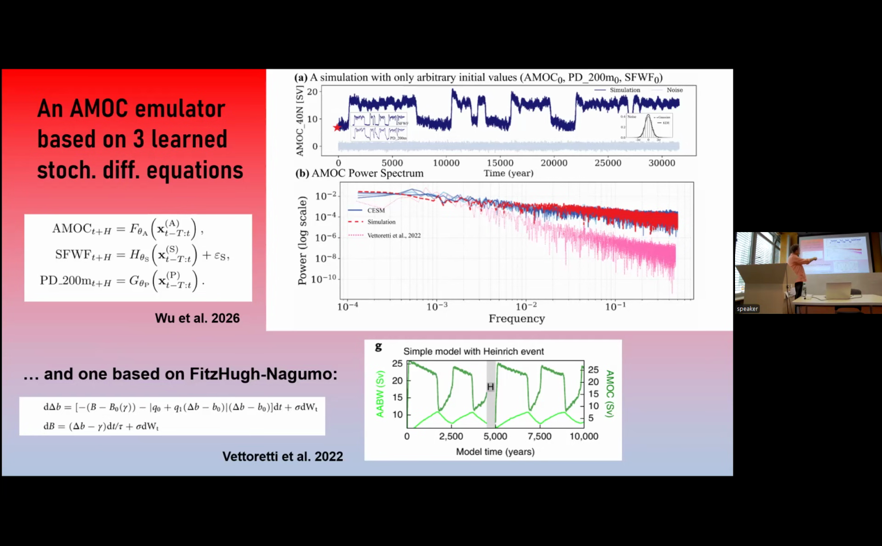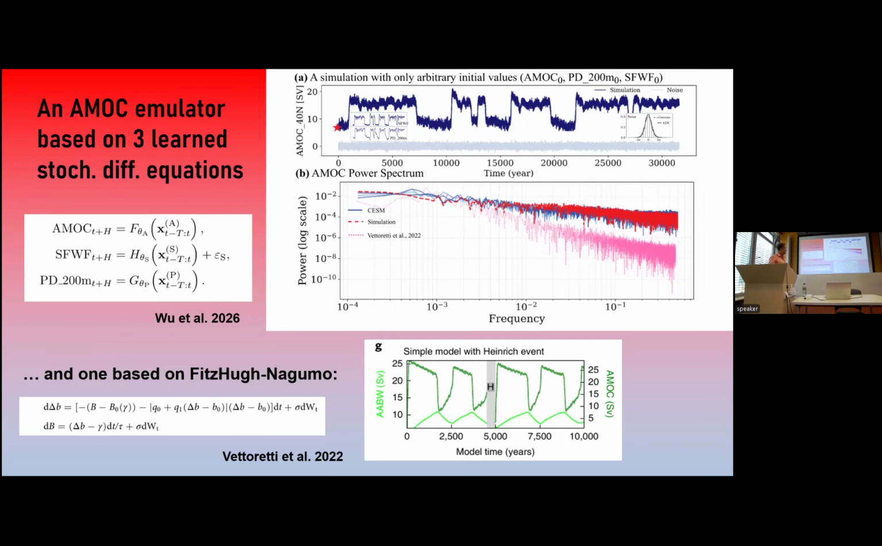This is a fully coupled system, and this is the behavior of this fully coupled system. So you get these sudden collapses and the increases of the AMOC with the system here. This is fully learned. There have been over the last several decades other attempts to do this. They're based on coupled stochastic differential equations. One of them is here based on Fitzhugh-Nagumo, where we have these two coupled SDEs.